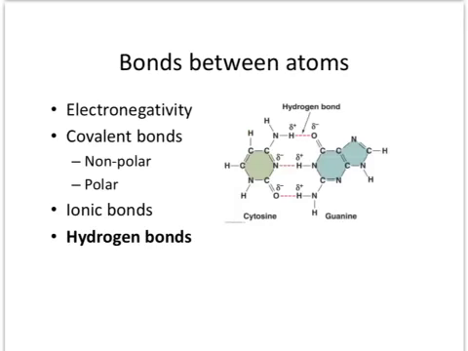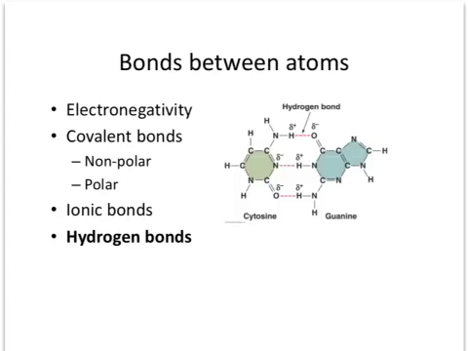All right, and here's our third type of bond that we can form between different atoms, and these are referred to as hydrogen bonds. Hydrogen bonds also involve sharing between them to form them. However, unlike covalent bonds or ionic bonds, they're typically very weak in comparison.